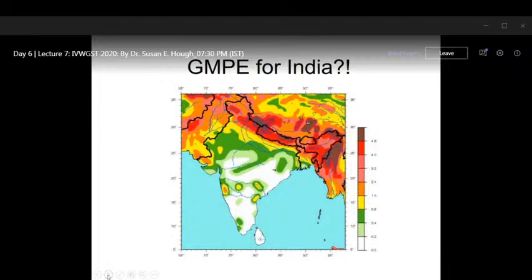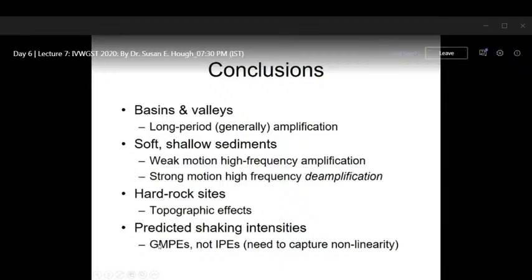So just to conclude, try to summarize everything I've talked about, we know that basins and valleys, large-scale basins and valleys will give rise to amplification that's generally at quite long periods. Where you have soft, shallow sediments, you get amplification for weak motion, so small earthquakes, you get amplification according to the physics that I talked about at the beginning, but for strong shaking, for strong motion, you actually de-amplify those frequencies, which can be very important.